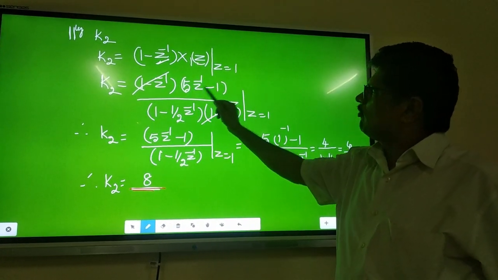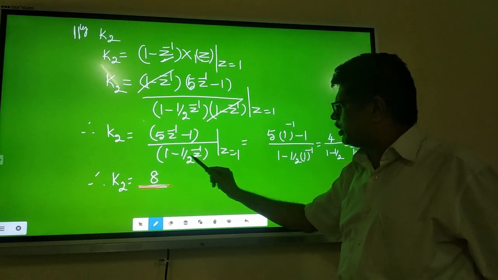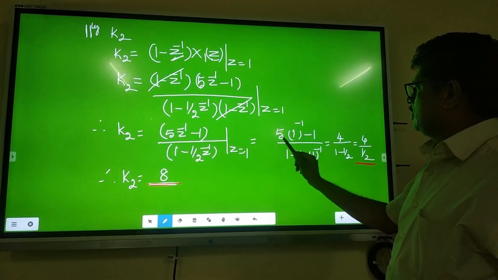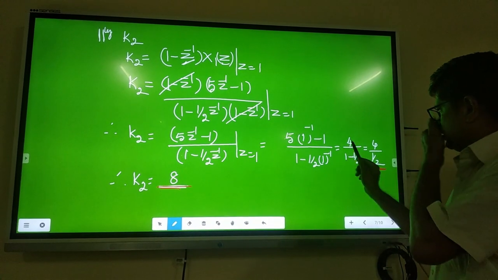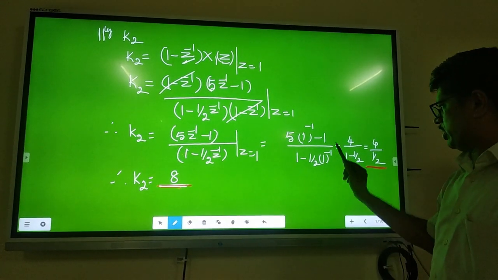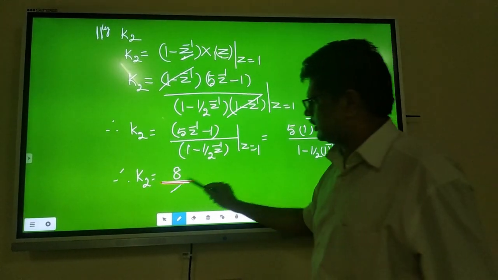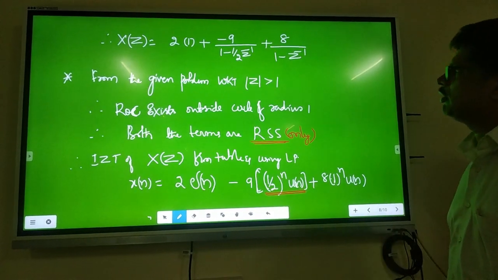Now, this and this get cancelled. (5z inverse minus 1) by (1 minus 1 by 2 z inverse) at z is equal to 1. Substitute 1 at z. 5 into 1 inverse minus 1, that is nothing but 4. 1 minus 1 by 2, 1 inverse, that is nothing but 1 by 2. Therefore, 4 into 2 is equal to 8. K2 you will get 8.